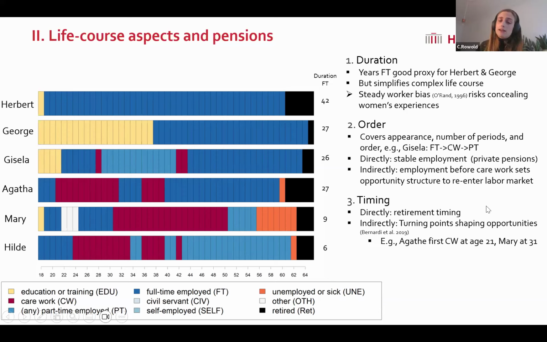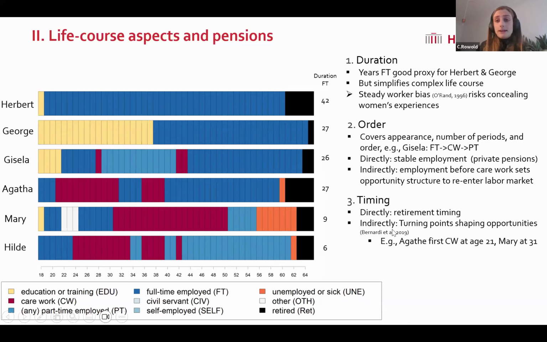And then, also importantly, timing also matters. This basically just covers, okay, when do individuals experience this transition or certain events? And this might matter directly, especially for retirement timing, for example, since in many pension systems, we have penalties for early retirement and benefits for late retirement, or the other way around.